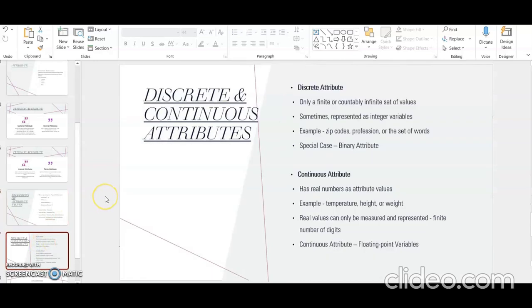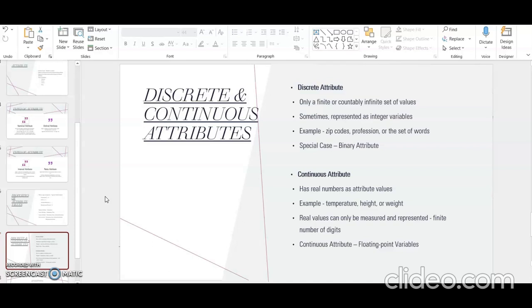Next come discrete and continuous attributes. A discrete attribute has only a finite or countably infinite set of values. It is often represented as integer variables, and it has a special case called the binary attribute. A few examples are zip codes or the set of words in a collection of documents.